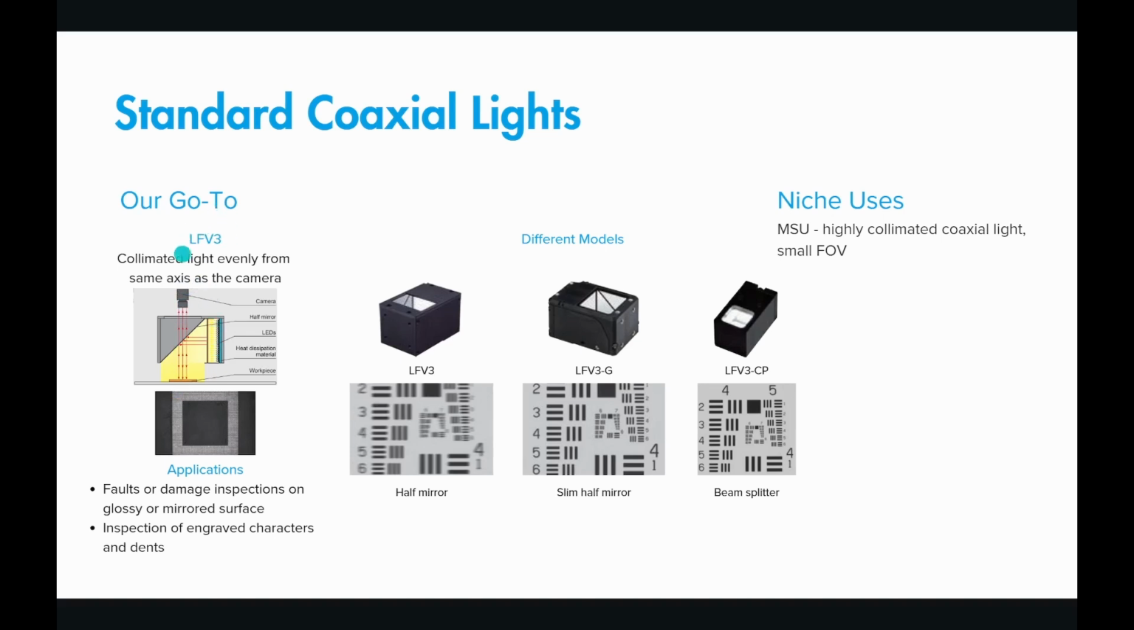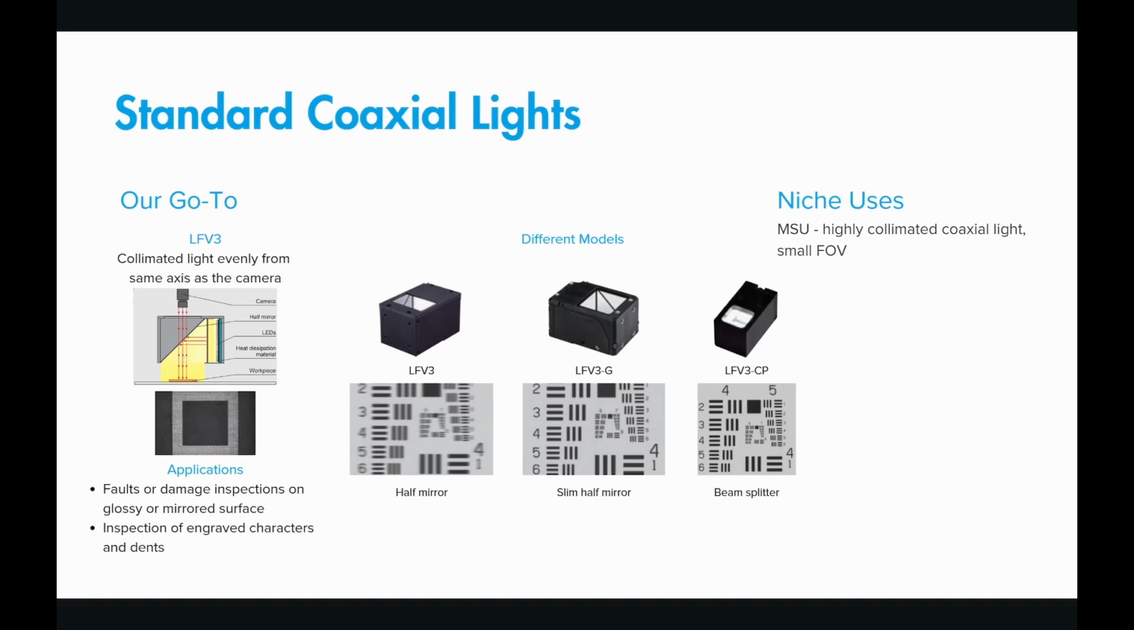Within the LFV3, there are a few different models. There's the standard LFV3, which uses a half mirror, and that's going to be good for 80%, 90% of the applications we come across, where it's a standard 5 megapixel camera, standard field of view. You're not doing too much. You just need the right illumination to see the scratch. If you have applications with a stronger resolution, maybe a smaller field of view, and you're getting a ghosting effect where it looks blurry, that has to do with the thickness of the half mirror.